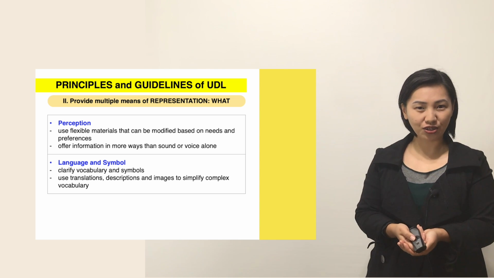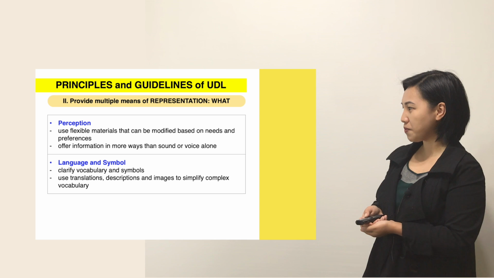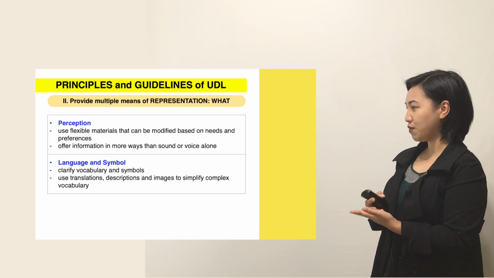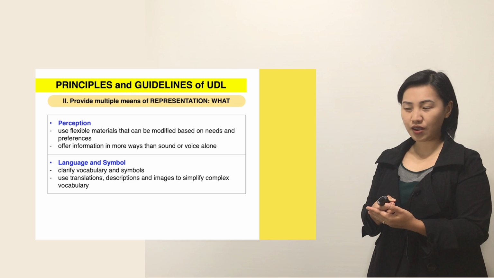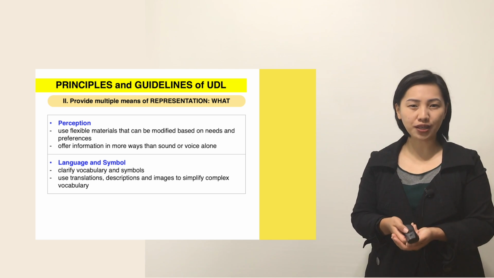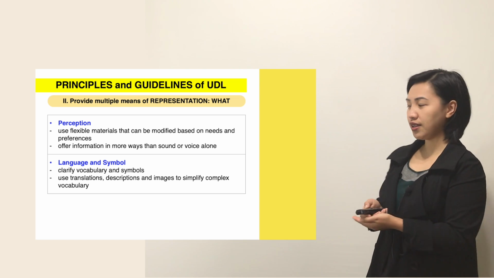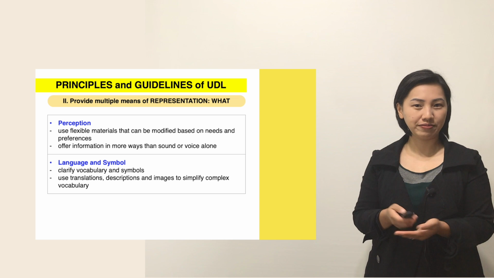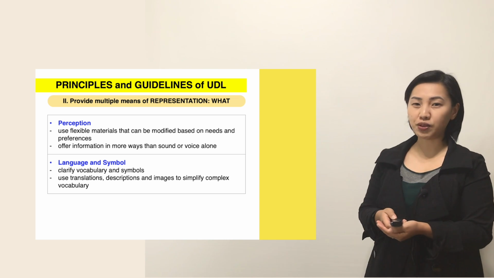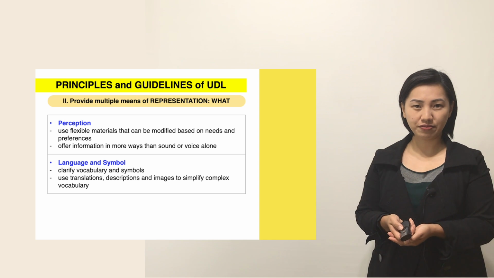When you learn English, you have these difficulties. Symbols. What does that symbol mean? Because you use a different symbol in your country. Also, when learning a language, you encounter a lot of complex vocabulary. So sometimes you need to use a translator, Papago, descriptions, and images to simplify those vocabulary.